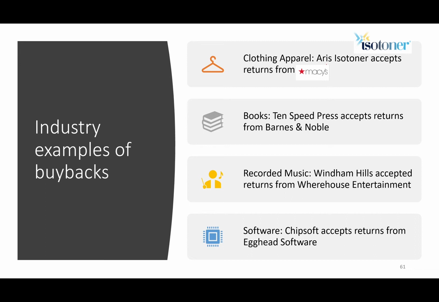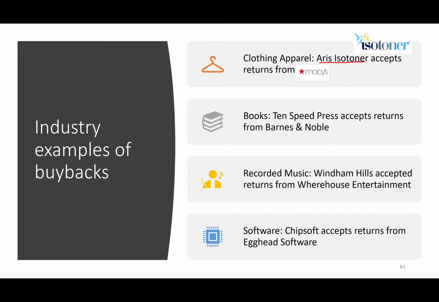So Aris Isotoner in this case is the manufacturer, and I don't know if you've heard of this name, but they make winter gloves and caps and those kind of winter related apparels. So this apparel company, or this manufacturer, sells their products to the retailer, which is Macy's.